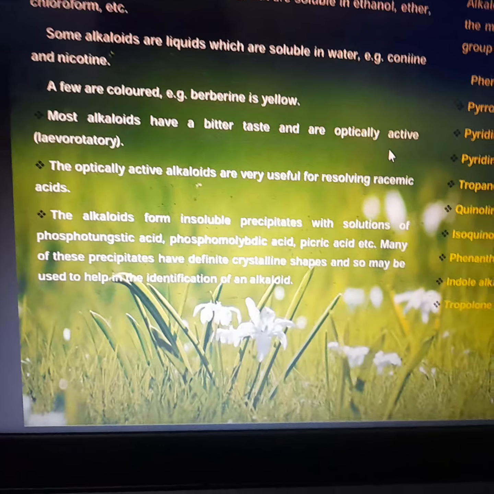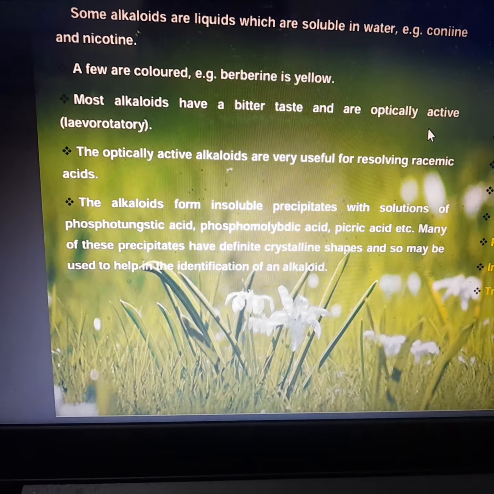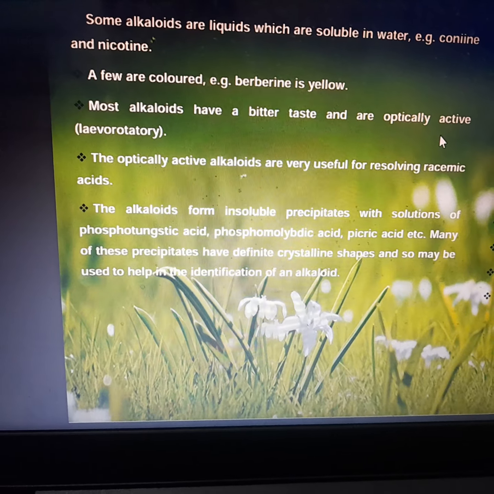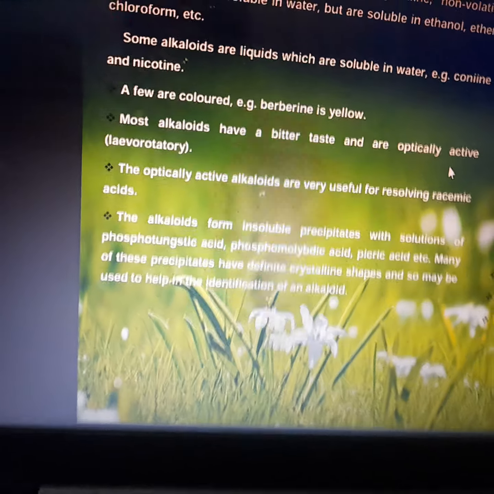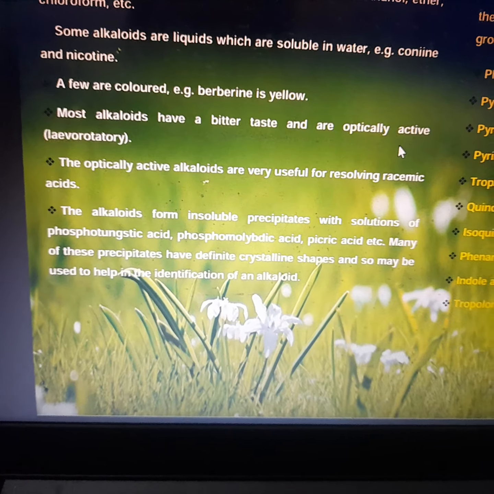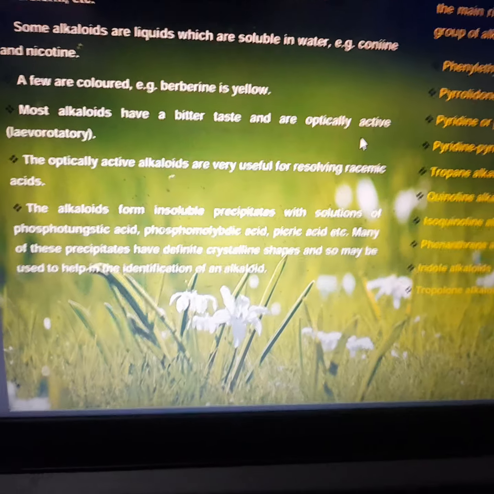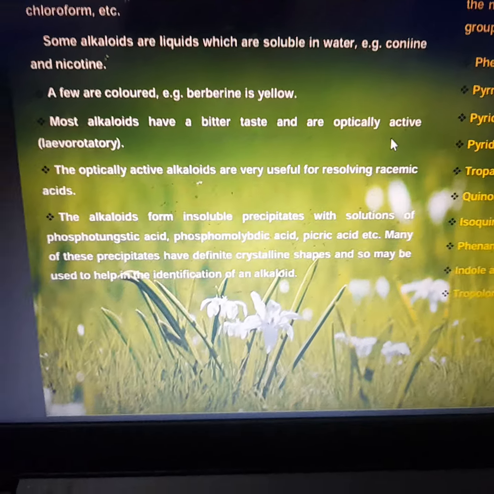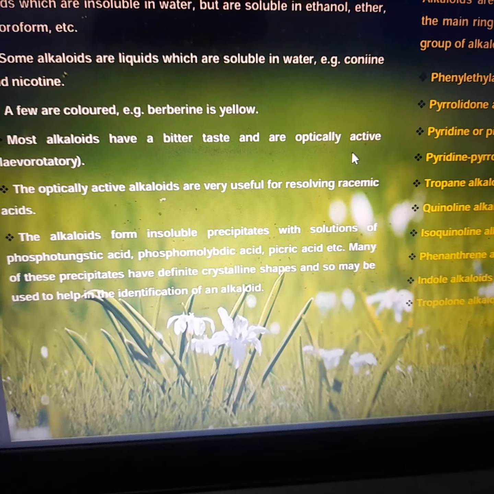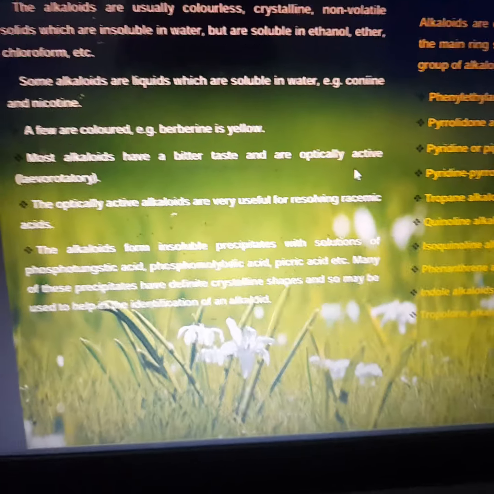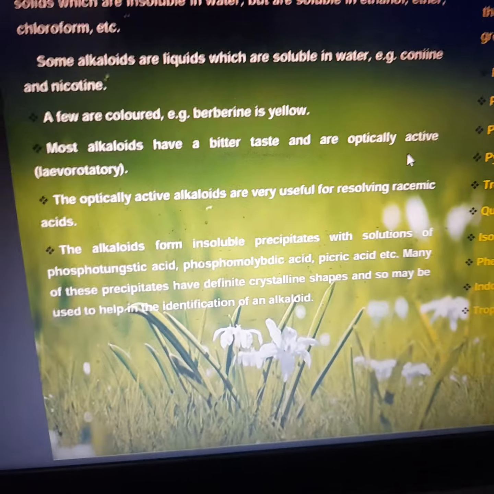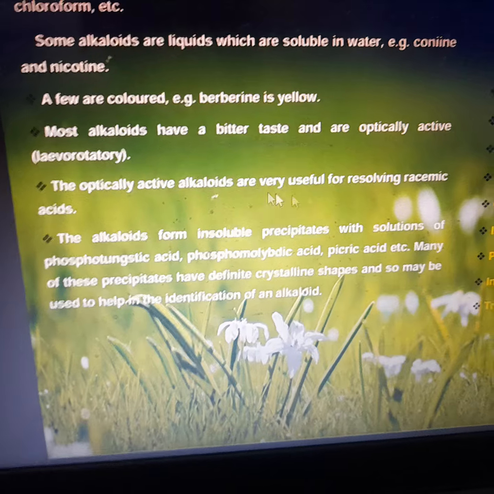Okay, so the racemic mixture is basically when two enantiomers with different rotation are mixed in the same amount, it gives an optically inactive compound which is known as the racemic mixture. So since it is laboratory work, by using it you can resolve the racemic acids.